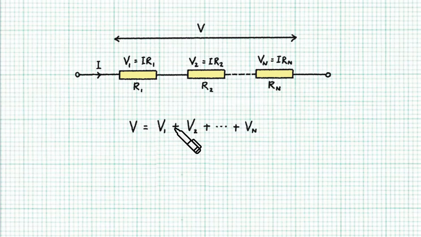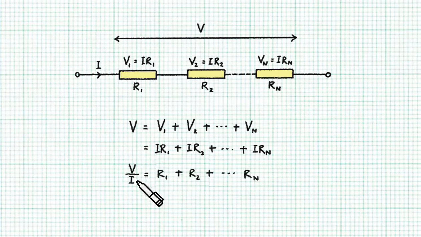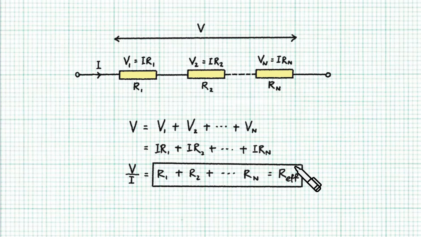So V equals V1 plus V2 plus all the way until Vn, which we can write as IR1 plus IR2 all the way until IRn. Let's move I to the left side of the equation. Now V over I is obviously the effective resistance of the entire resistor network. So the effective resistance is simply the summation of the individual resistances.